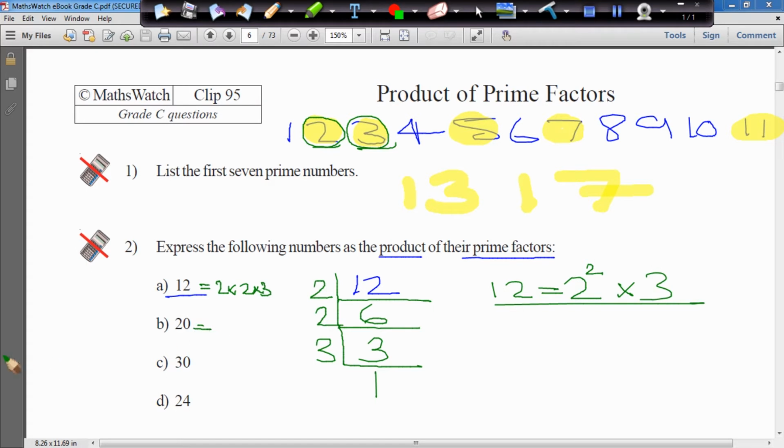Now we're going to do 20. Okay, are you happy to do 20? I'm going to do 30 now with you first, and then let you do the others.